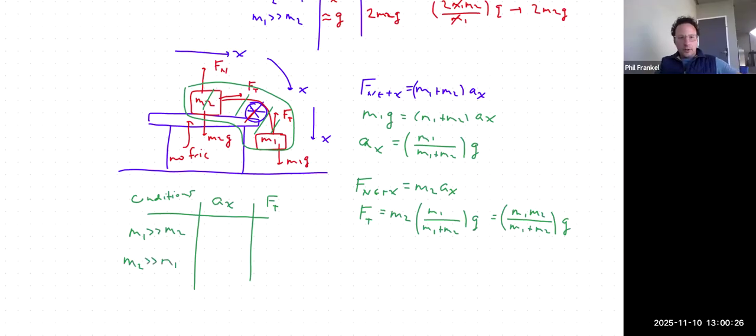All right, so let's look at the first condition. M1 is huge. So if M1 is huge compared to M2, then I could ignore adding M2 to M1 in the denominator of the acceleration expression. I then have M1 over M1, which is the number 1, times little g. So if M1 is huge compared to M2, the acceleration is approximately equal to little g.